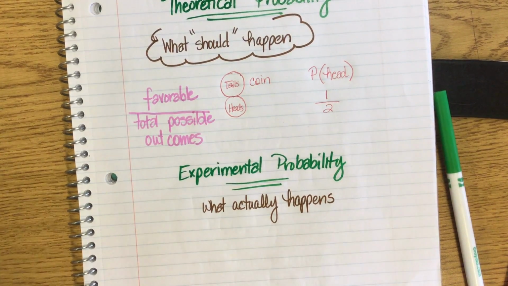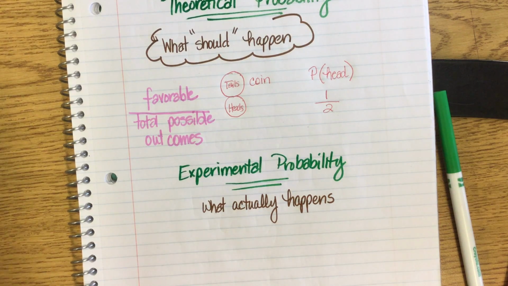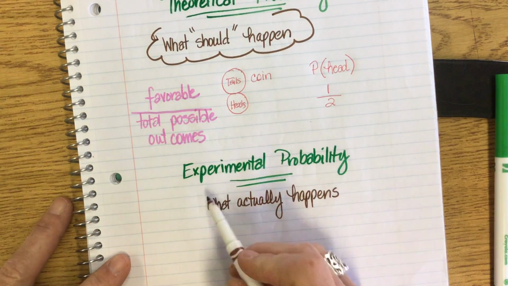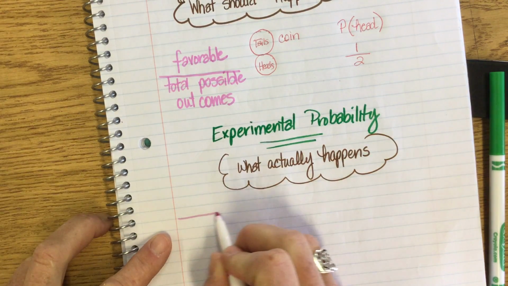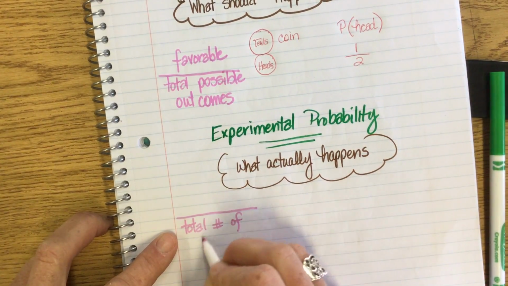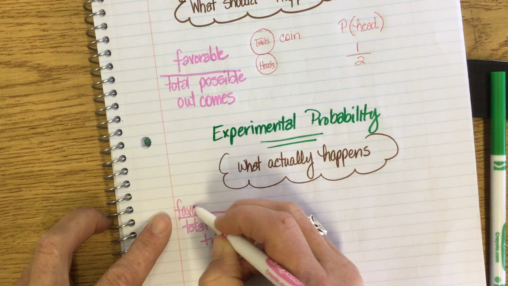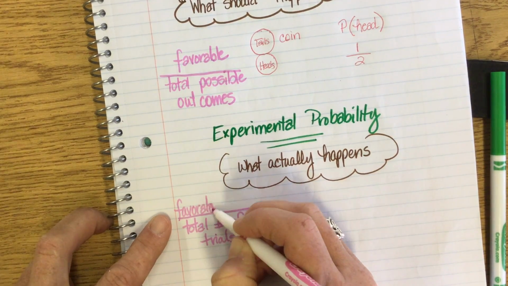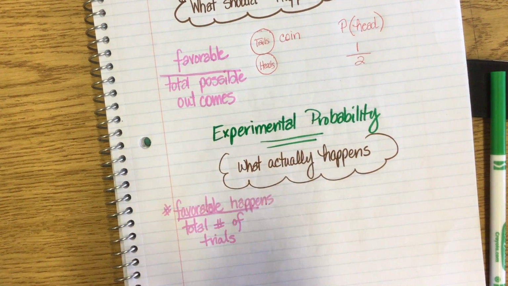No. What they're going to do is a simple experiment, and today we're going to analyze how effective experimental probability is and when we should use it as a reliable determination. So what actually happens, and to find this, you divide the favorable outcomes that happen by the total number of trials. Well, what does that mean, Ms. Kowalski?